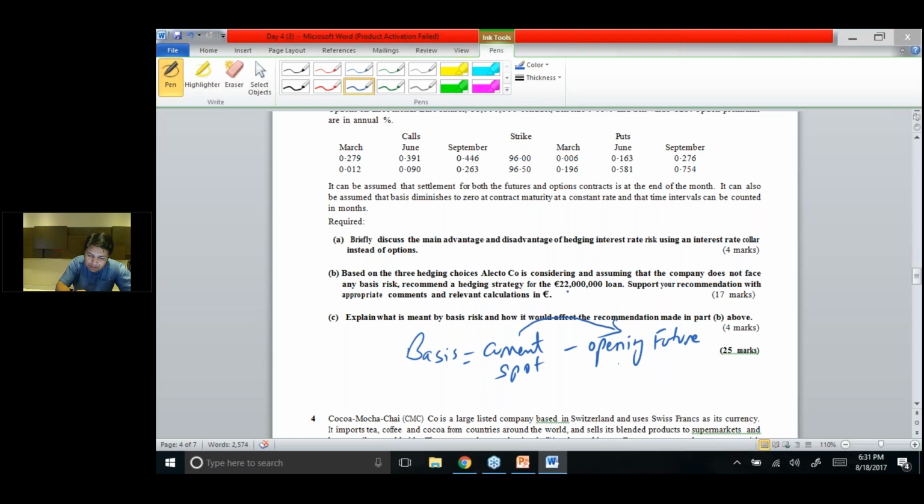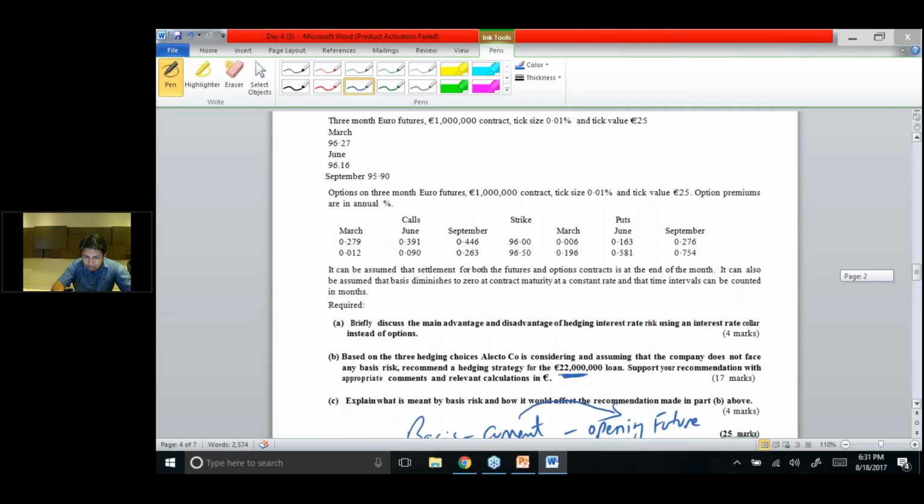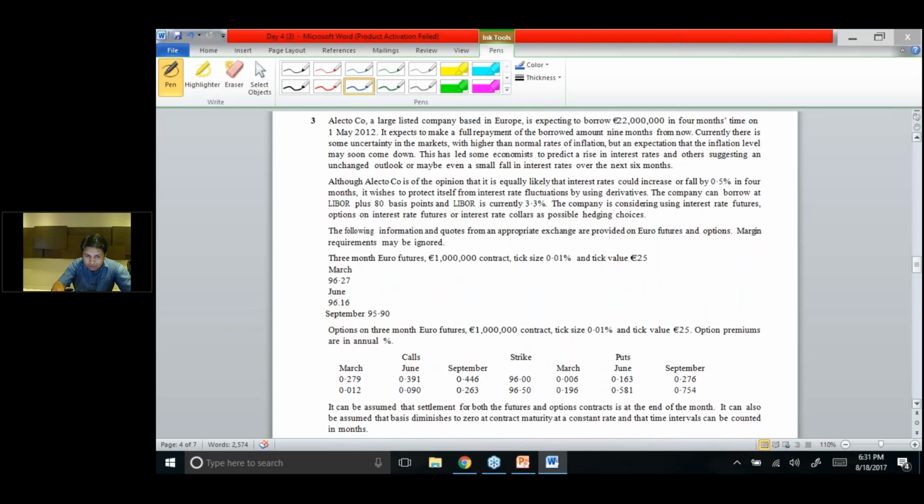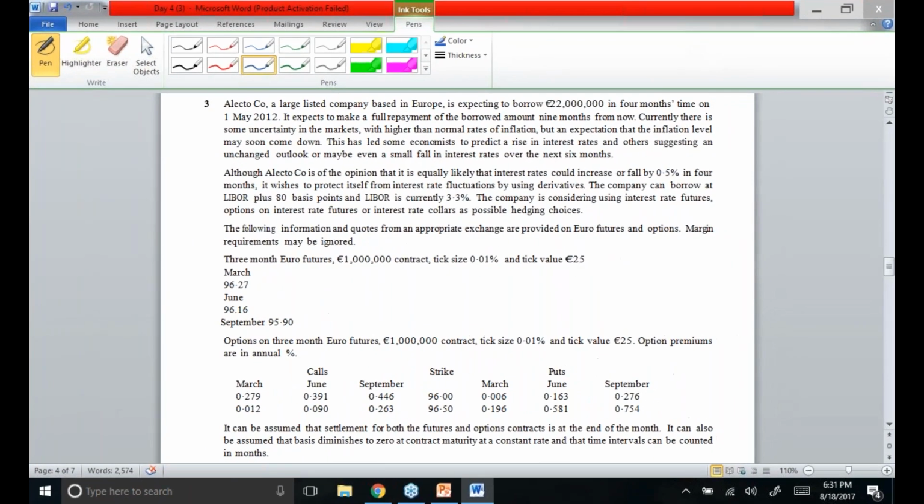Okay, you are going to hedge the 22 million euro loan. Score your recommendation with the appropriate comment and relevant calculation. So take your time and read this question.